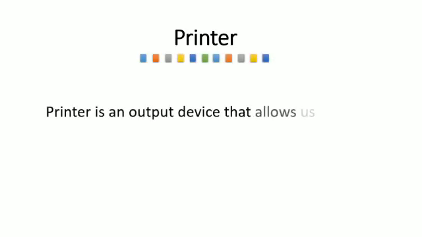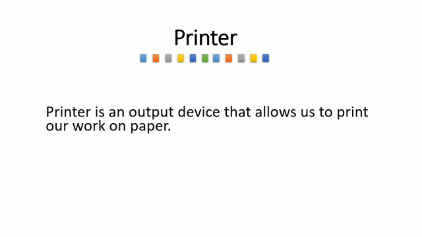Now let's learn about printer. Printer is an output device that allows us to print our work on paper. The things in our computer are called soft copy. Suppose you type a letter in a computer, it is called soft copy. But when we take the printout on paper, it is called hard copy.